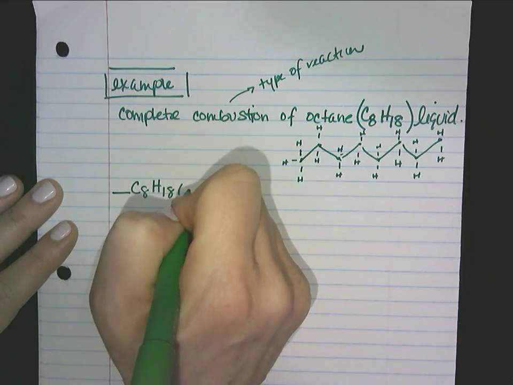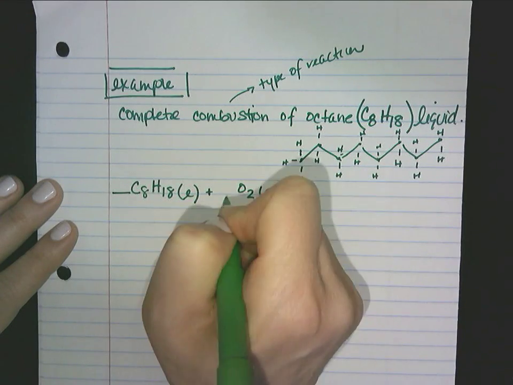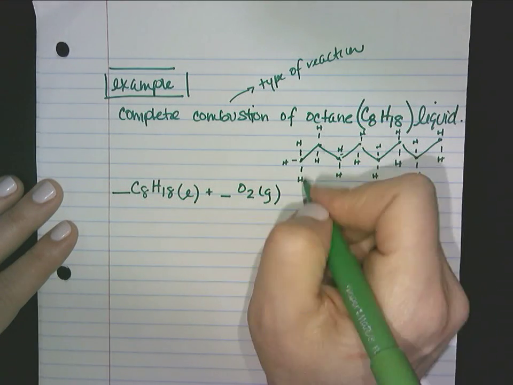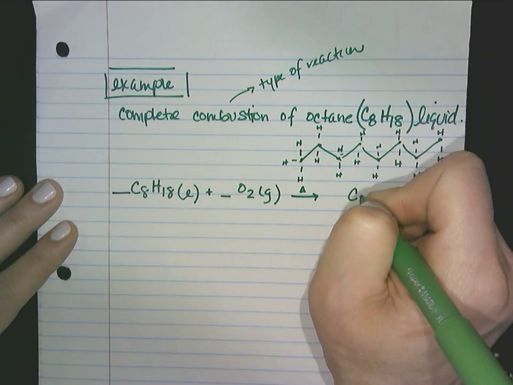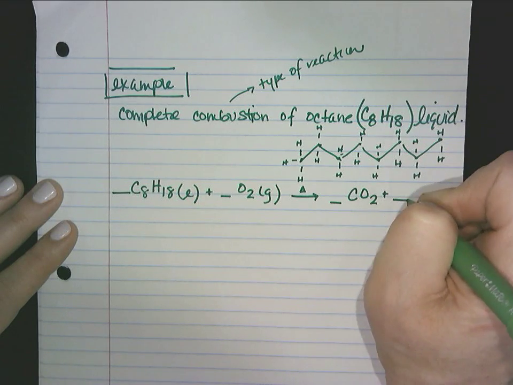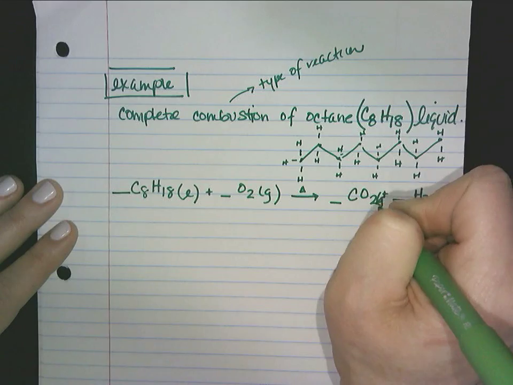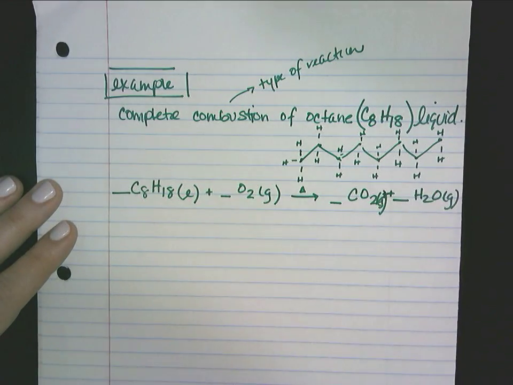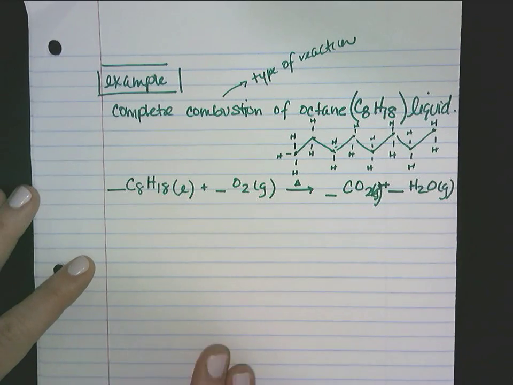Okay, so to write it as a combustion formula, you would write C8H18 as a liquid. It reacts with oxygen gas, which is a diatomic gas at room temperature, add a little bit of heat, produce CO2 plus H2O, and these are both vapors or gas, just like oxygen. Okay, so now let's go ahead and balance it.